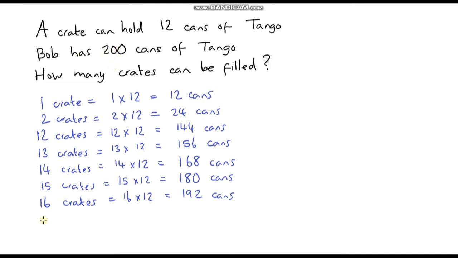So let's keep going. So 17 crates. 17 crates, that's going to be 17 times 12. So add on another 12, that takes us to 204 cans.